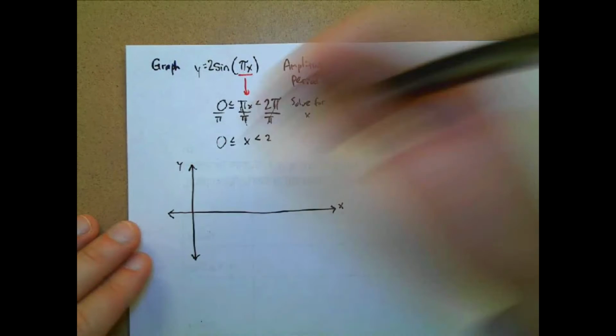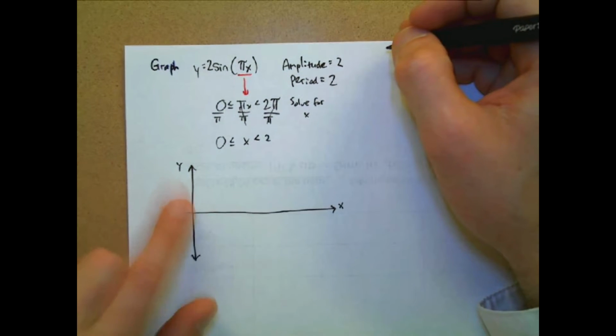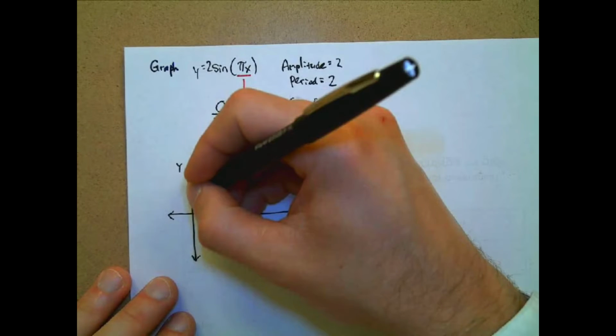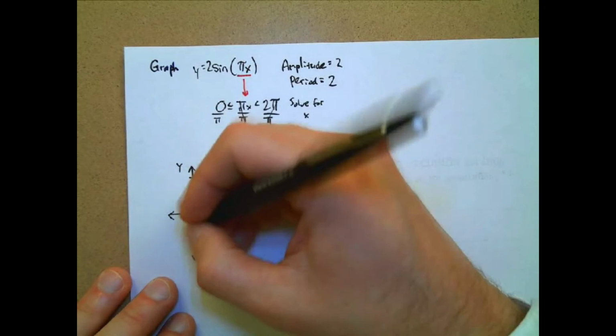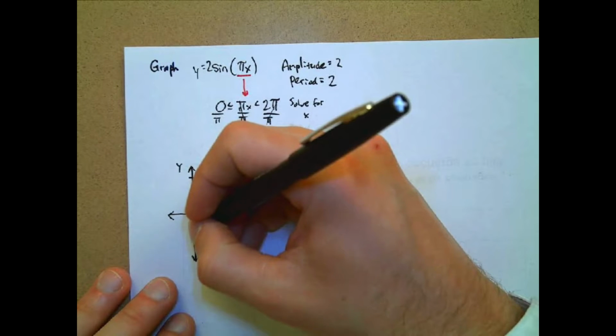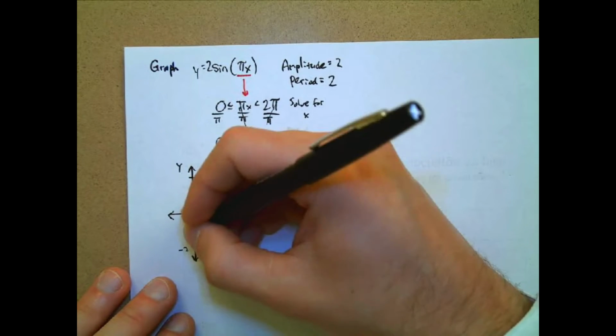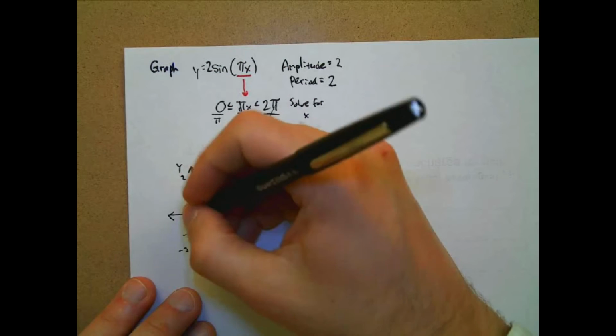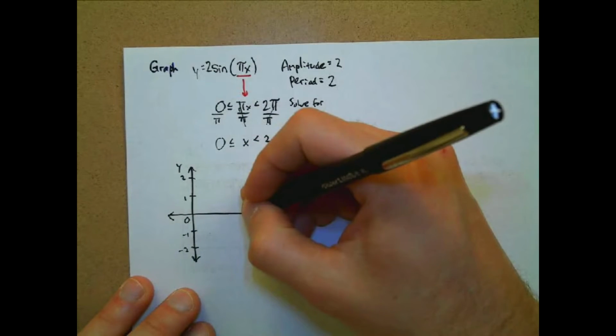All right, so what's the highest y value I should put on my graph? 2. I know, I feel like the answers keep being 2. All right, and the lowest y value would be negative 2. Okay. We're starting at 0, and we're going to go out to 2. I'm just going to say here.